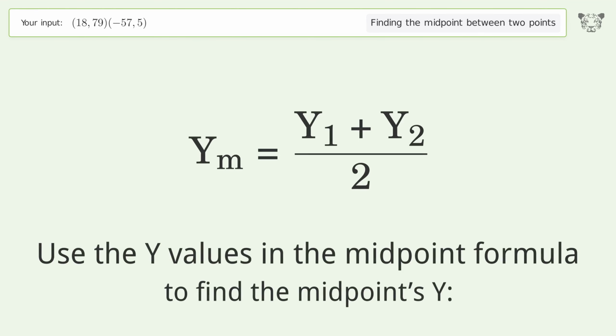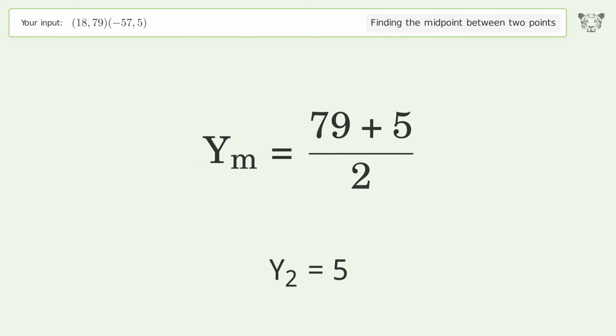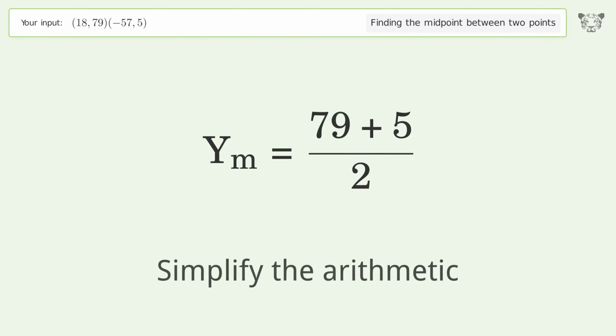Use the y values in the midpoint formula to find the midpoint's y. y1 equals 79. y2 equals 5. Simplify the arithmetic.